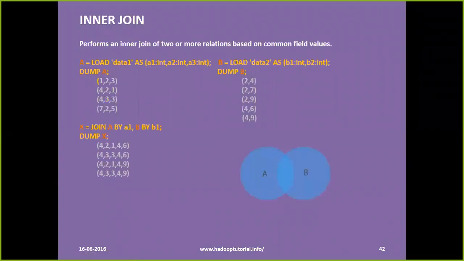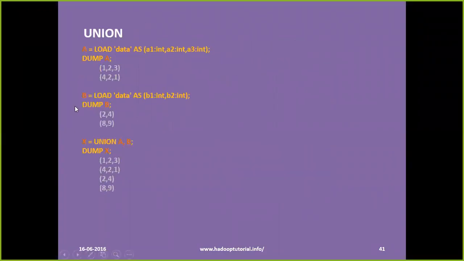Next, union, same like in our SQL union. If you want to union your two select queries results, here you can union two aliases. So I will get the union of them. So 1, 2, 3, 4 to 1. After that, 2, 4, and 8. Here, there is no need for the schema to be matching.